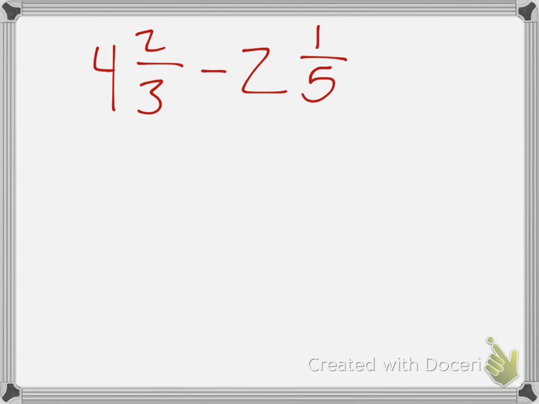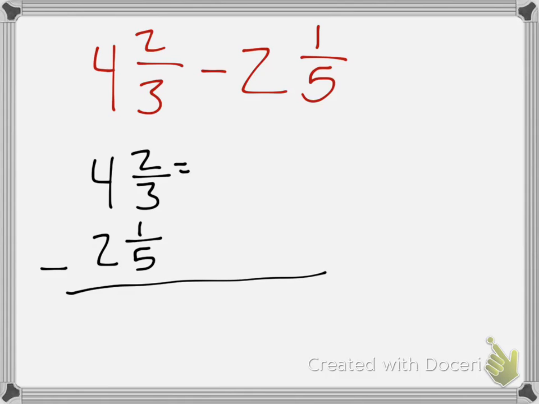Let's try another problem. Let's go with 4 2/3 minus 2 1/5. My first step is to make sure that I line it up vertically. So I'm going to go 4 2/3. Now the subtraction sign, so I keep it straight. 2 1/5. Find my common denominator.